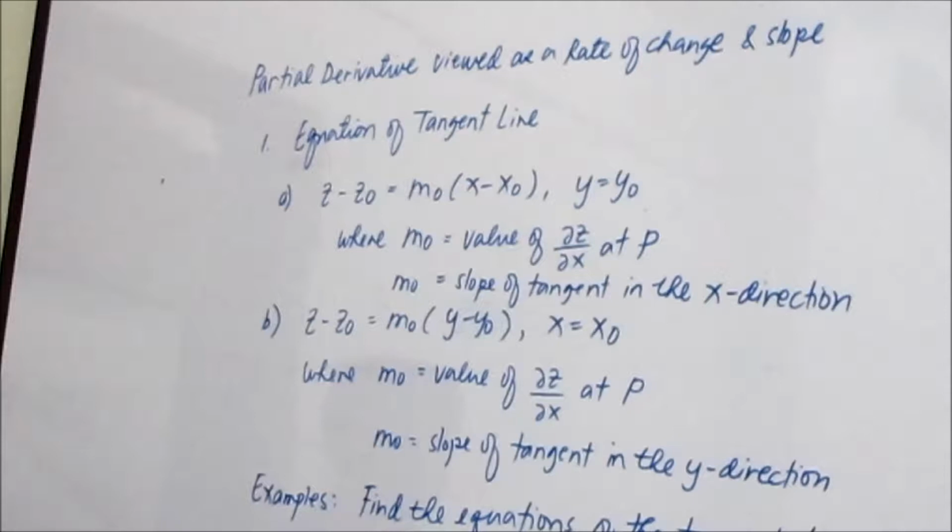How can we define which of these two equations can be used? Look at the given tangent plane. It is y equals 1. You check the plane that is given, y equals y sub 0. Therefore, it is equation 1 that we are going to use, and we are to find the equation of the tangent line in the x direction.